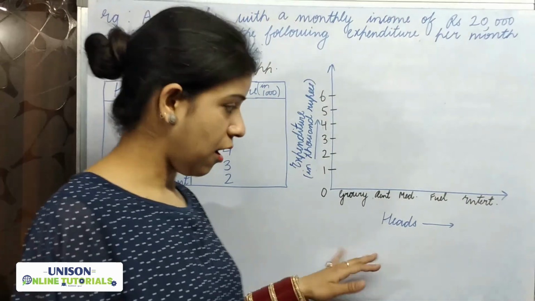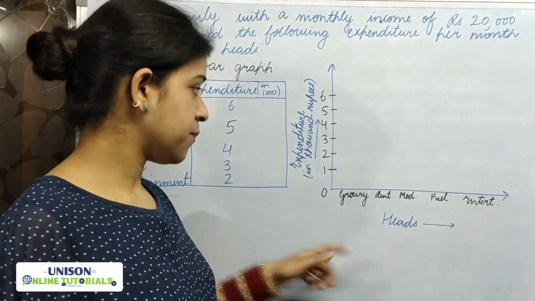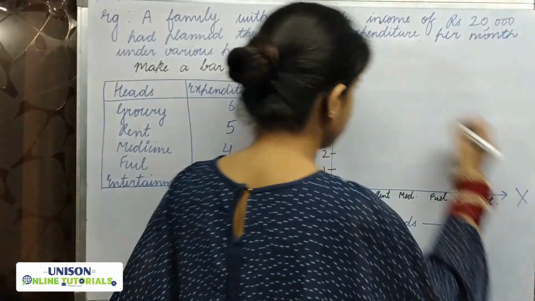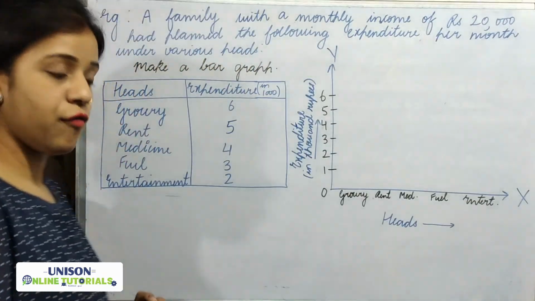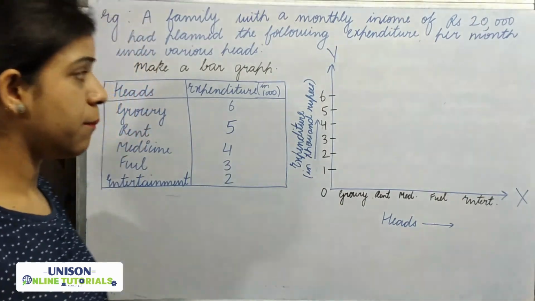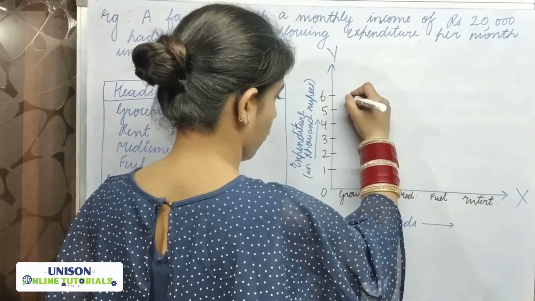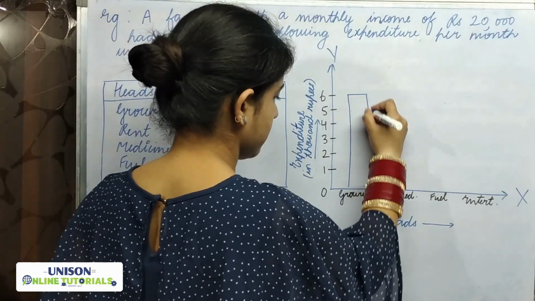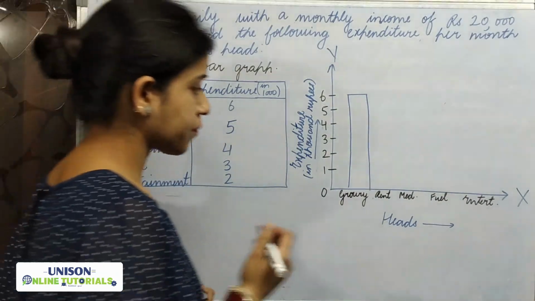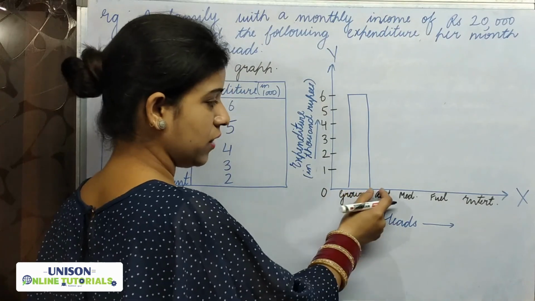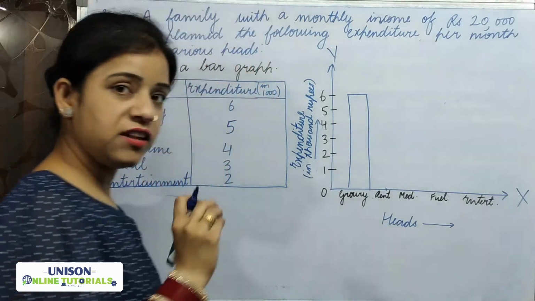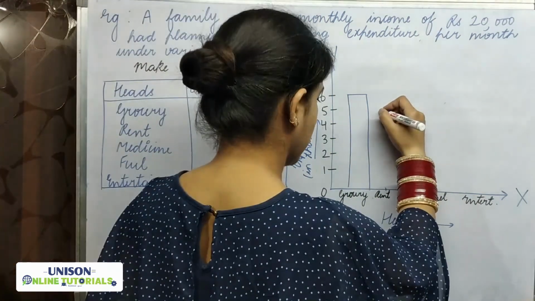Now we have to form a bar graph. On the x-axis, we have taken heads, and on the y-axis, we have taken expenditure in 1,000 rupees. This is the x-axis, this is the y-axis. Now, for grocery, they have spent 6,000. So we have to make a bar for 6,000. Now, second, rent 5,000. The spacing between these bars is uniform and the width of these bars will be the same. So 5,000.